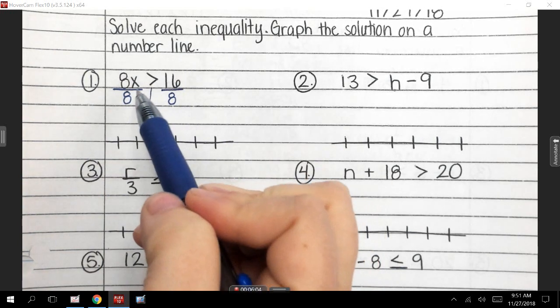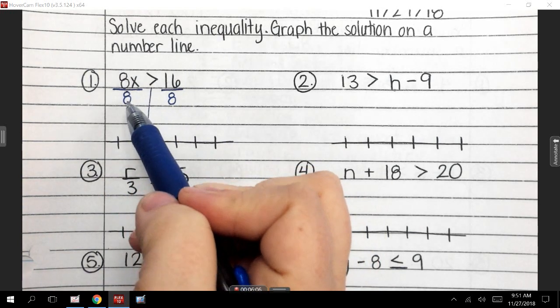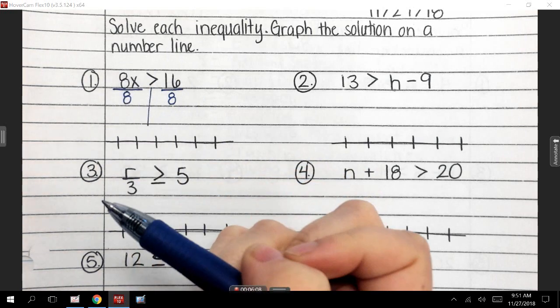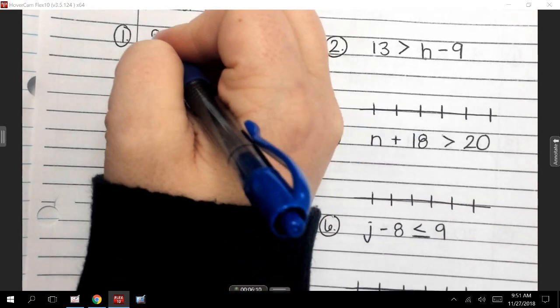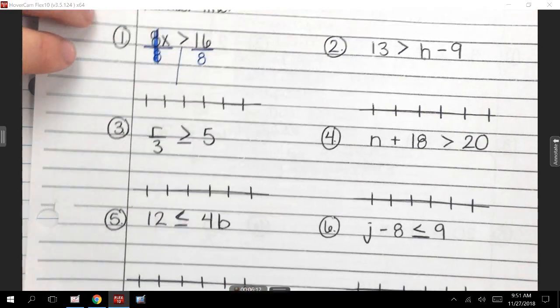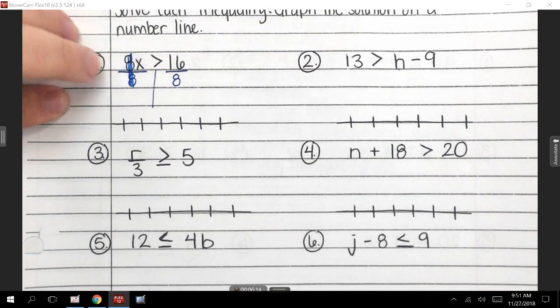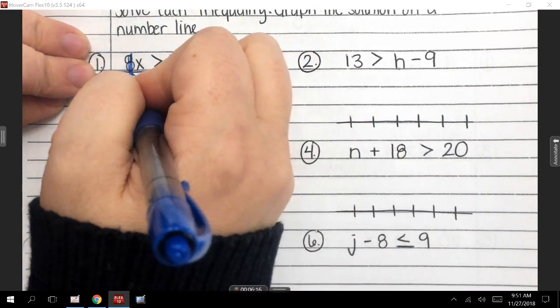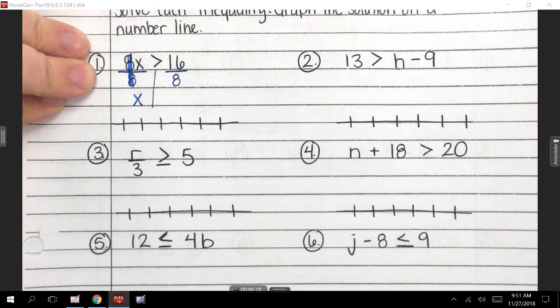All right, so right here, now this says 8 divided by 8. Well, what is 8 divided by 8? 1. So guys, that just becomes 1. And what is 1x? Just an x. So x is by itself now.